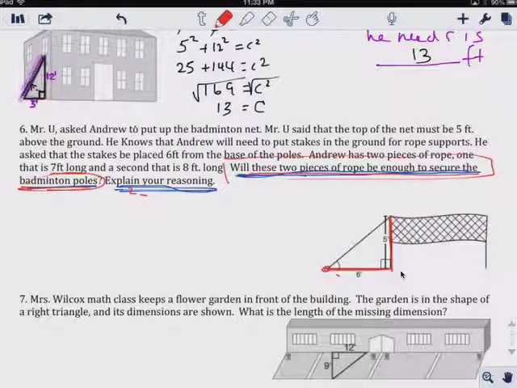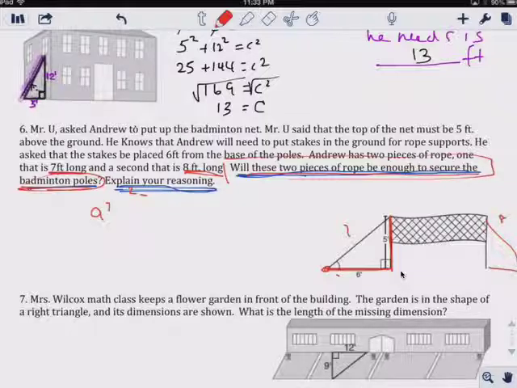Okay. Andrew has 2 pieces of rope, one 7 feet long and the other 8 feet long. Will these 2 pieces of rope be enough to secure the badminton pole? Explain your reasoning. So, okay. So he has a 7 feet and an 8 feet. They need it on both sides, remember.